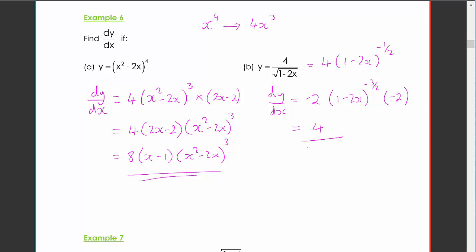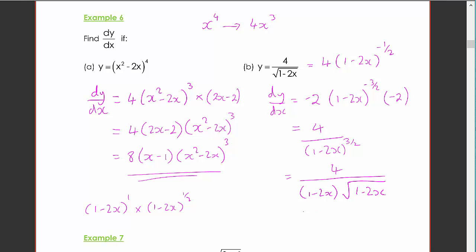And remember our index laws, we've got 1 minus 2x to the power 3 over 2 on the bottom, because that's a negative 3 over 2. And then there's different ways that you could write that, as I discussed in the last option. So I could look at that as being 1 minus 2x to the 1 multiplied by 1 minus 2x to the half, giving me the 1 and a half, 3 over 2. So I'm going to write that as 1 minus 2x root 1 minus 2x. But there's other correct ways that you could write that, such as the root of 1 minus 2x cubed.